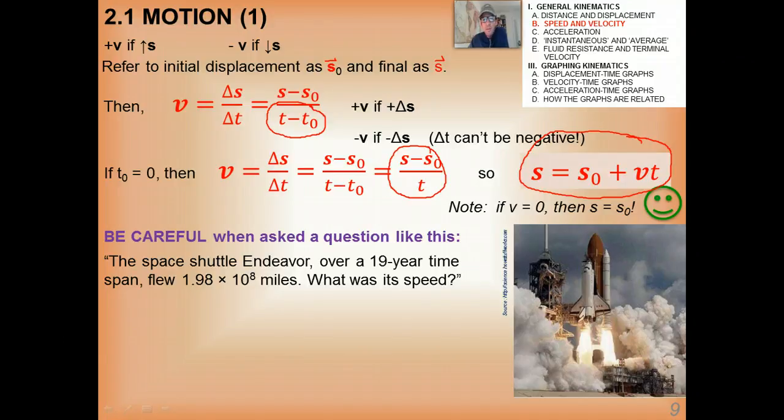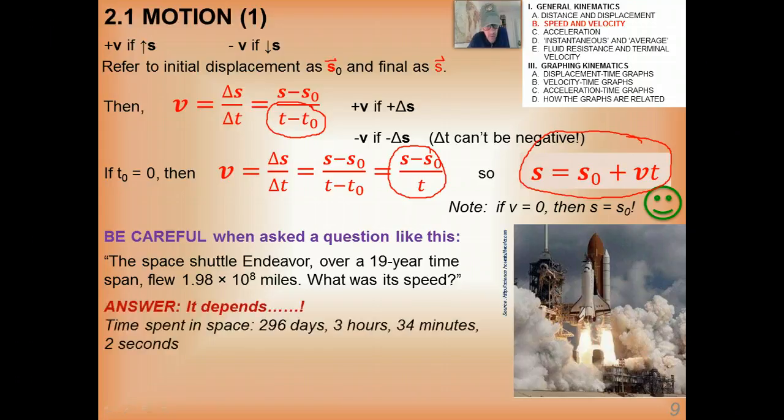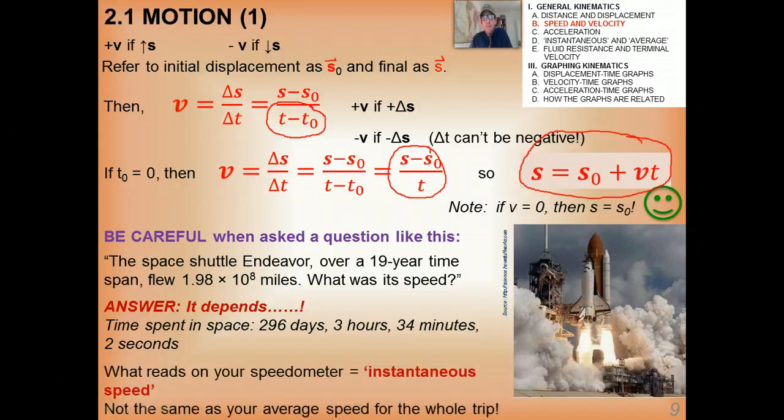Well, that's actually a ridiculous question. Just because it existed for 19 years doesn't mean it was moving the whole time. In fact, it was not. Even if you knew that the time spent in space was 296 days, 3 hours, 34 minutes, and 2 seconds, you still couldn't answer this question, because it's constantly speeding up and slowing down. To say that's its speed, you don't have enough information.